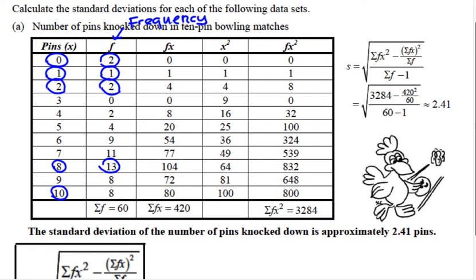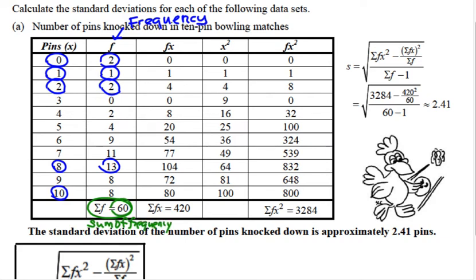So the first thing you want to do is total your frequency. So what this represents is you threw the ball 60 times. So this is your sum of your frequency, how many times it happened.